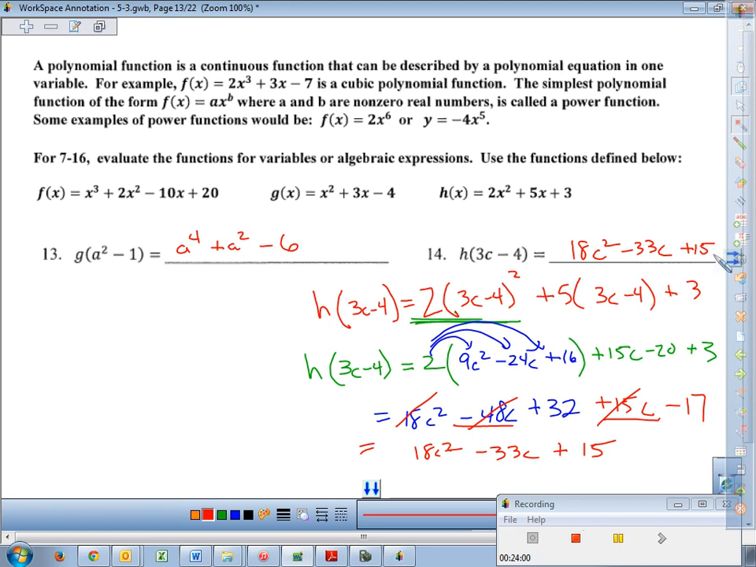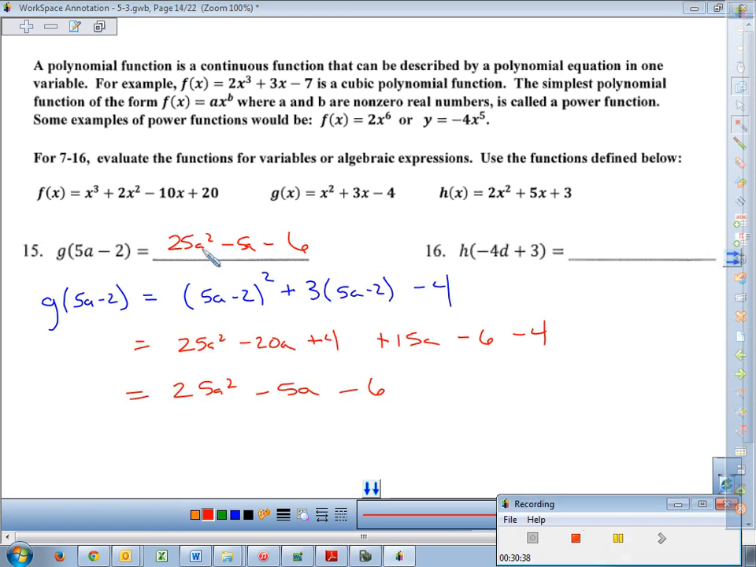One more. There's two more problems with these. I just want to do one of them. All right, let's get 15 done. Substitute into the g function, which I'll have up there for you. You can work with a pal if necessary. Should have got 25a squared minus 5a minus 6.